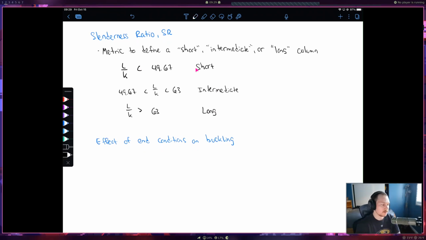Okay, so again, these end conditions or end supports, whatever you want to call it, they're going to have a big effect on when the column, we say buckling, but when the column fails.